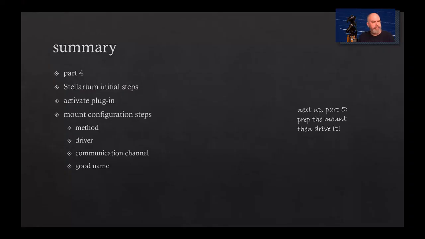Okay, to recap, in part 4, we did preliminary work in Stellarium, one-time only procedures. We activated the telescope control plugin, and we built a mount profile. You might build multiple mount profiles, but when you build one, you're considering the overall method by which you're connecting. You're trying to make sure you use the right driver. You need to use the right communication channel. You need to give it a good name. There might be other settings that you need to take care of.